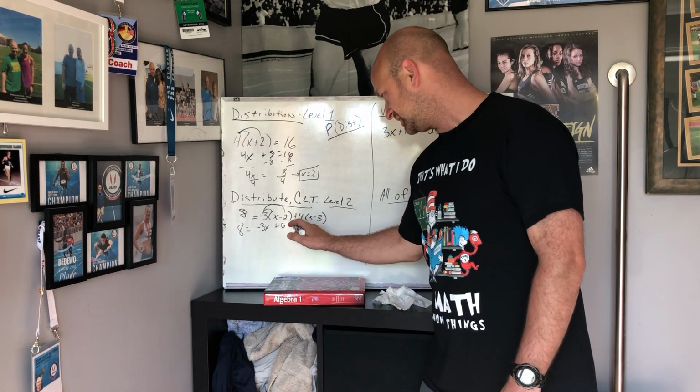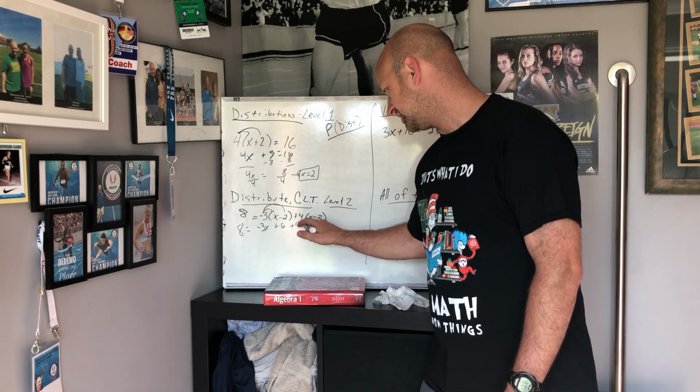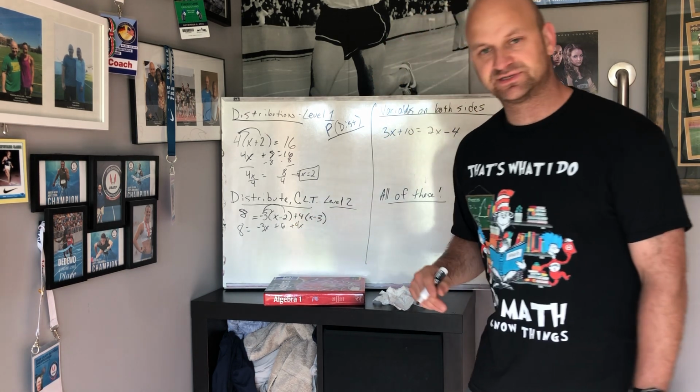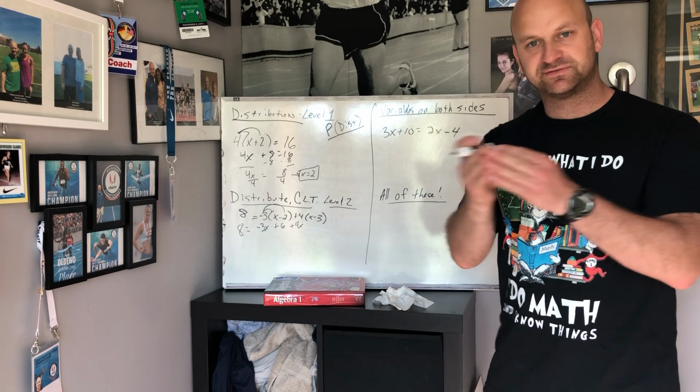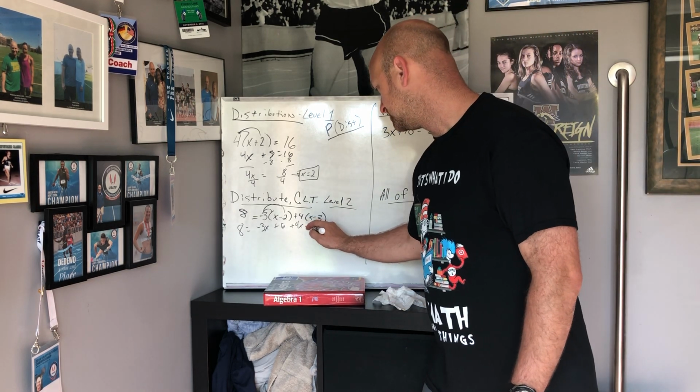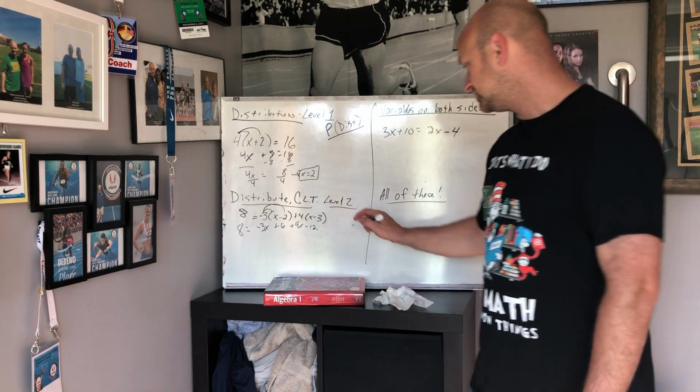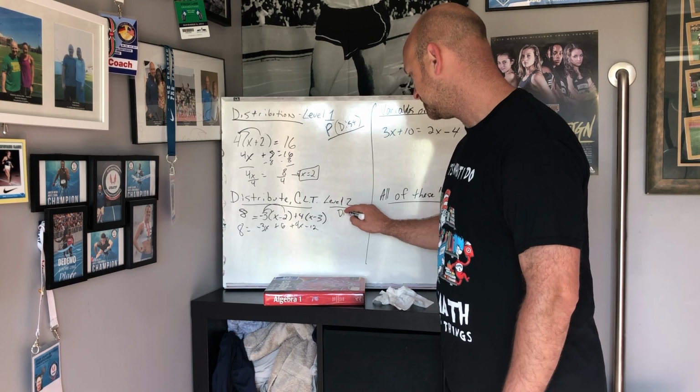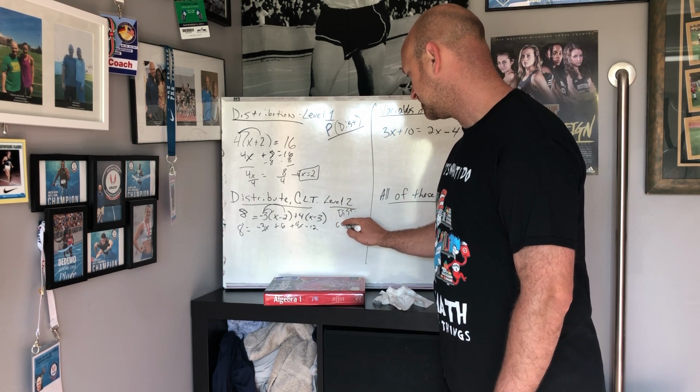All right, now we go to this side here. Positive 4 times x gives us 4x. Positive 4 times negative 3, positive times negative is negative 12. Okay, so we did our parentheses, our distribution, right? That's step 1. Second step is combine like terms.